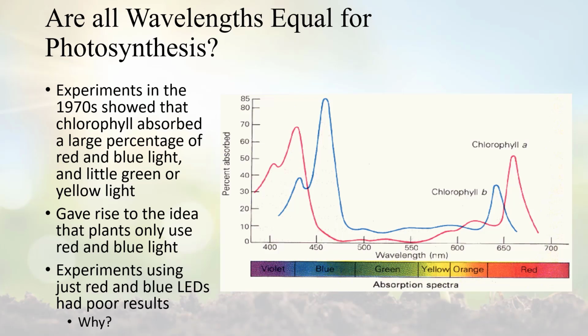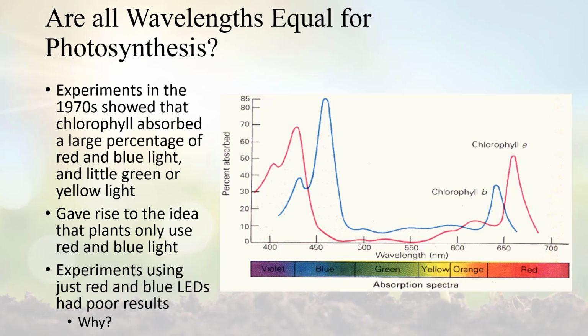And chlorophyll is the pigment that is found in the chloroplast, which is the organelle in the cell where photosynthesis is taking place. And when they did those experiments, they saw that this chlorophyll was absorbing this red and blue light and little green or yellow light. And this gave rise to the idea that plants only use red and blue light for photosynthesis. However, when they started doing plant growth experiments using just red and blue light, or red and blue LEDs in this case, they had poor results in plant growth.